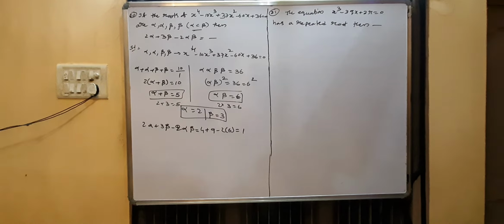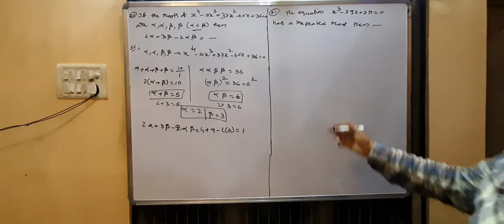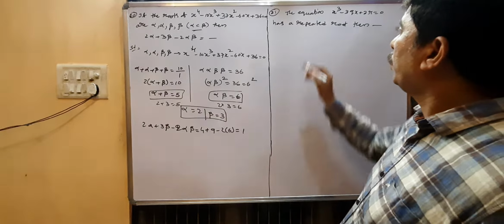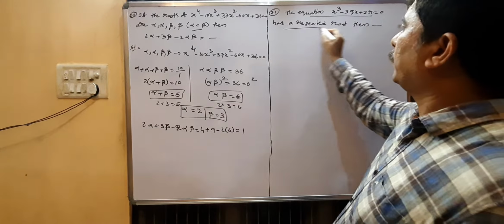Copy that problem. Now coming to 21, there are two methods, and I will explain both. The equation has a repeated root.